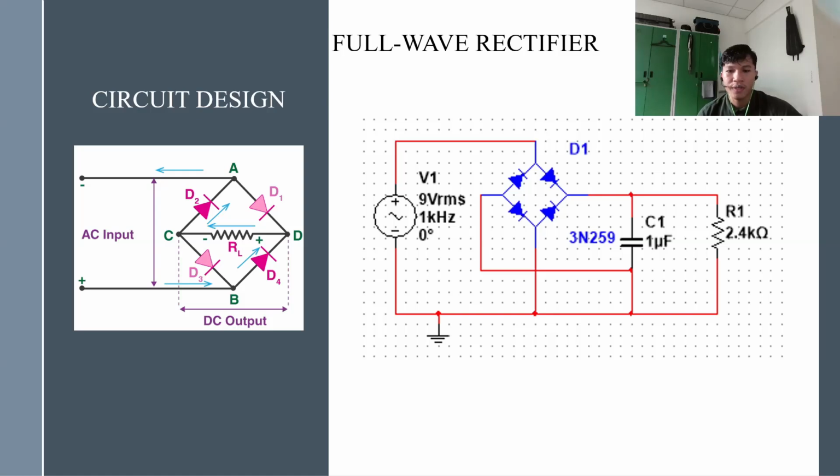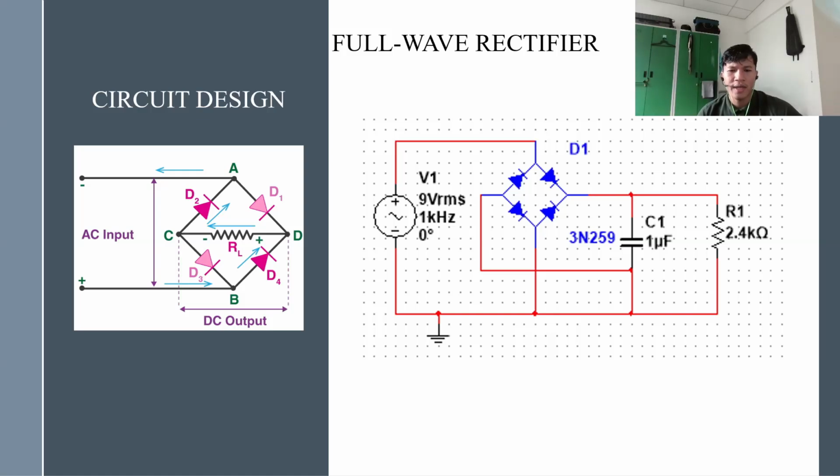As for the bridge rectifier, it is composed of 4 diodes arranged in a bridge configuration. Diodes D1, D2, D3, and D4 work together to rectify both halves of the AC waveform. Thirdly, you see the smoothing capacitor C1, which has a value of 1 microfarad. And lastly, we have R1, which is the resistor, and that has a value of 2.4 kilo ohms.